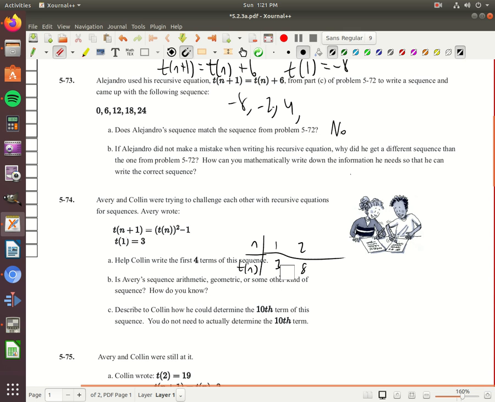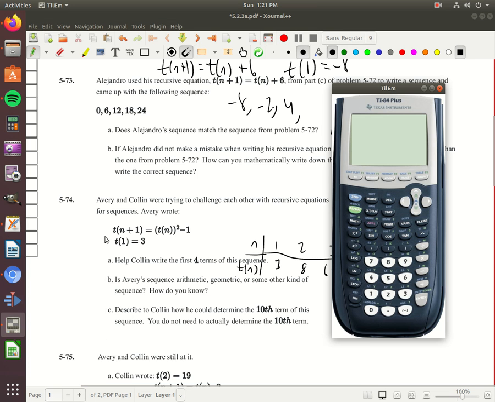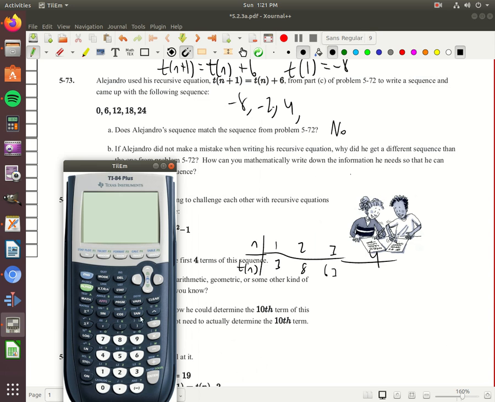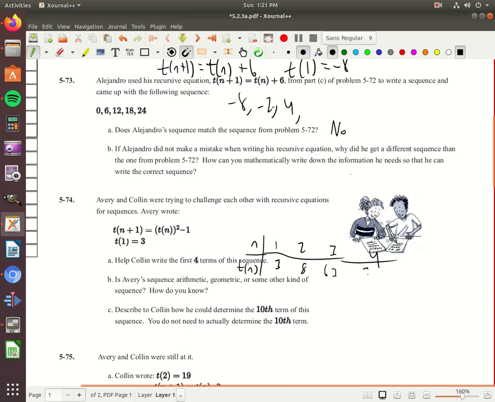So now I am at t of n is 2. The output is 8. So if I want the next term, which is the third term, take the output of this term, which is 8, and square it. 8 squared is 64, minus 1 is 63. And then if I want the fourth term, and thanks for doing this to me, I need to square 63 and then subtract 1. So I'm going to get 3968. So that's how that sequence is going to work.